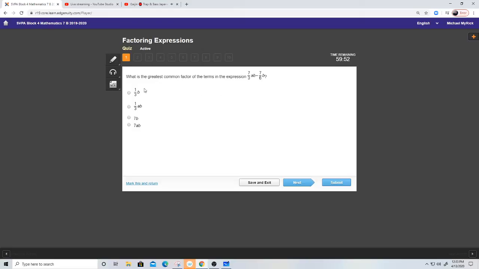Alright, here's what I noticed. What is the greatest common factor of the terms? They both have a B, so my answer has to have a B. This one has a 3 and this one has a 6, right? I can divide a 3 by a 3 and I can divide 6 by a 3. So it's got to have a 3 in there somewhere. Can't be these two. The tops are both 7. They don't factor. Wait a minute. This one's tricky. I think it's 1/3. Oh, it has to be 1/3 B.